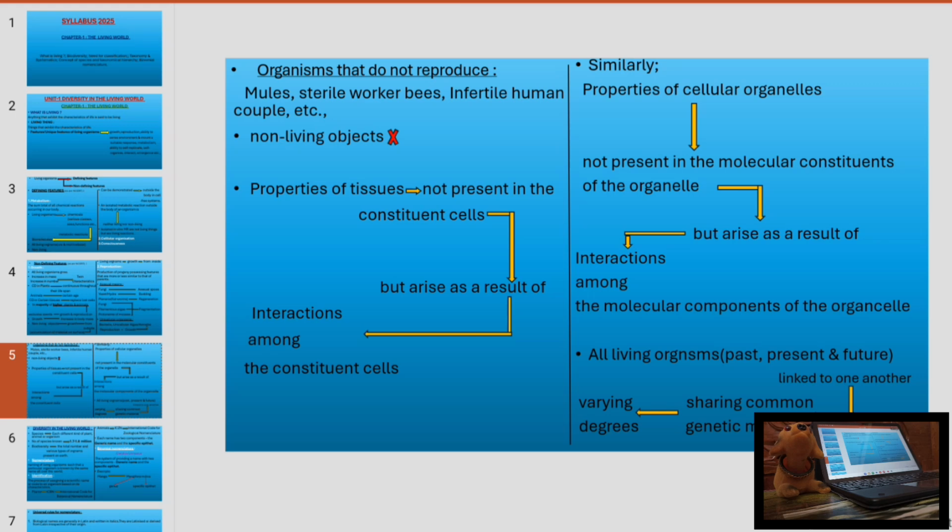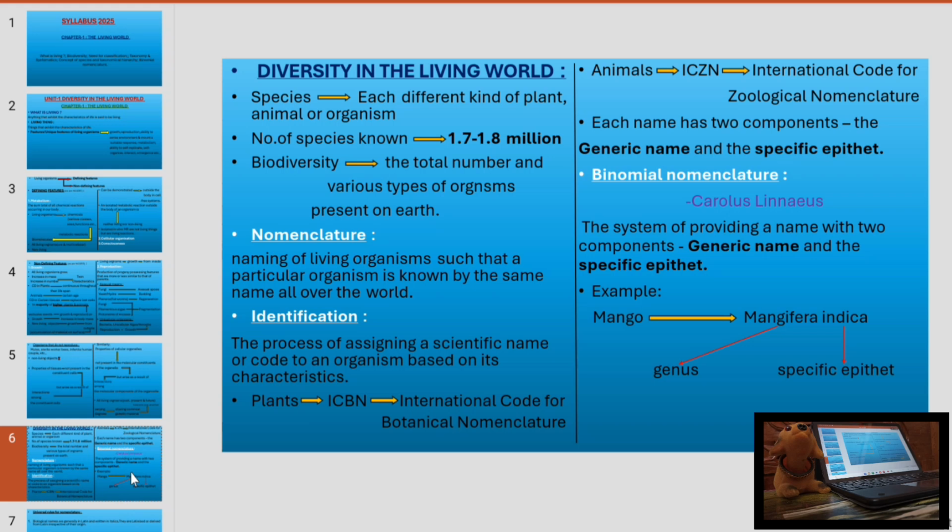And all living organisms from past, present and future are linked to one another and share common genetic material but in varying degrees. And coming to the next one, diversity in the living world. So here, what do we say as species? One of the main things here we learn is species. So what is species? A species is each different kind of plant, animal or an organism. Number of species known are 1.7 to 1.8 million.